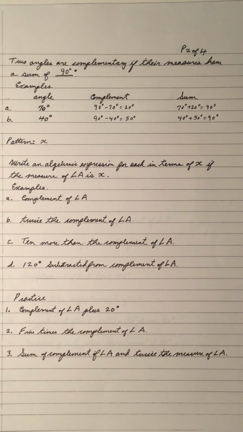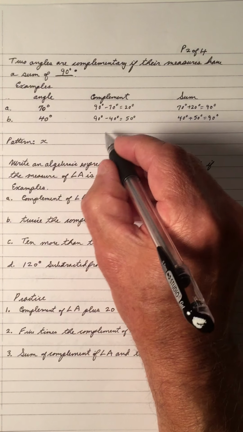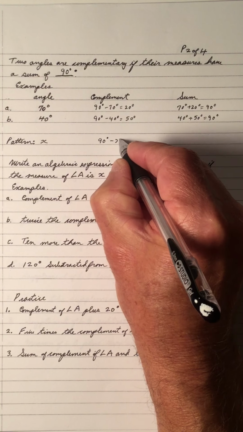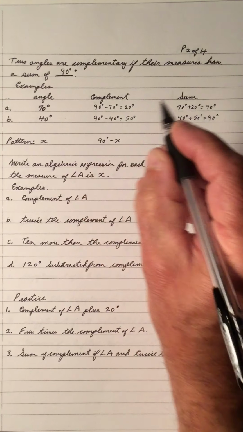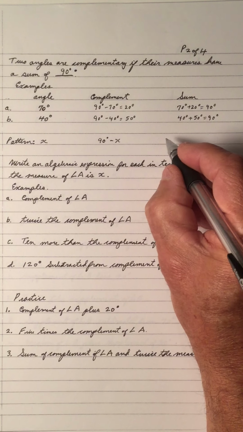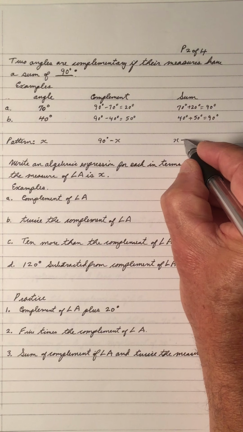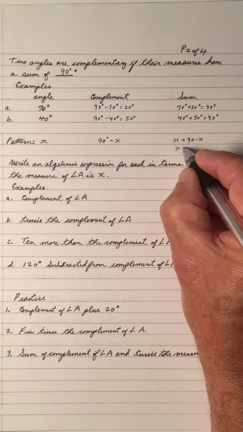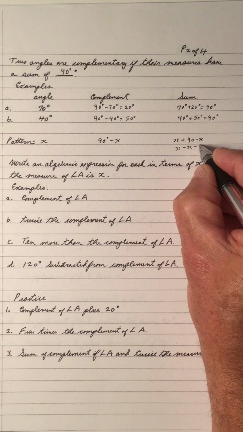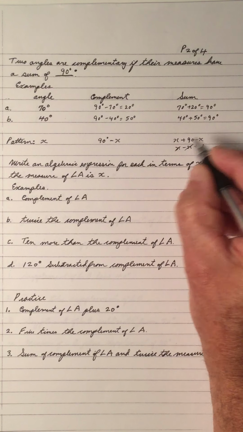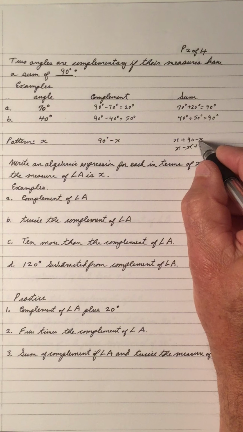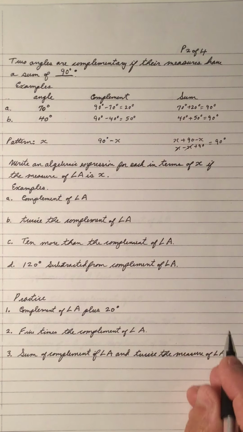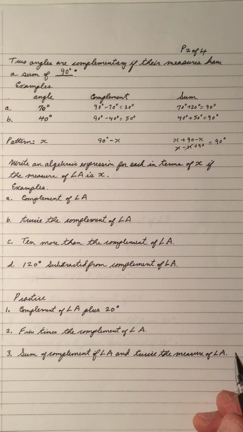The pattern: if you have an angle x, then its complement is always 90 minus x. And if you add these up, you add x and its complement of 90 minus x. Notice the x's cancel out, and you'll get 90. So the complement of x is 90 minus x.